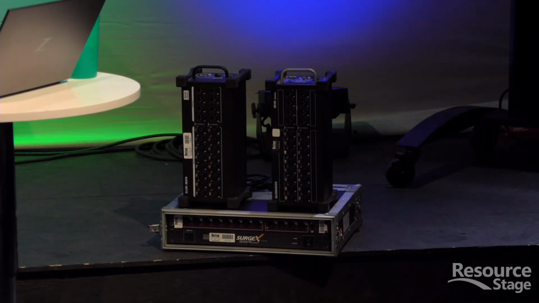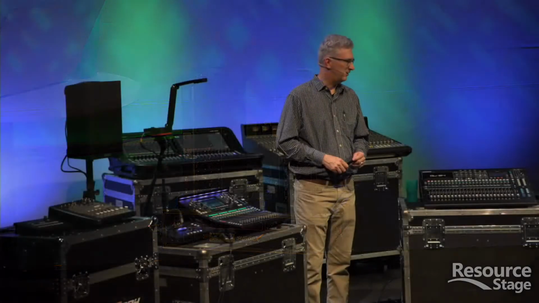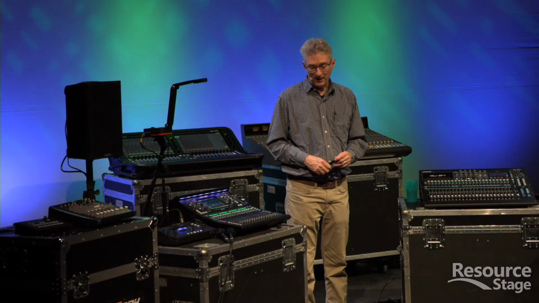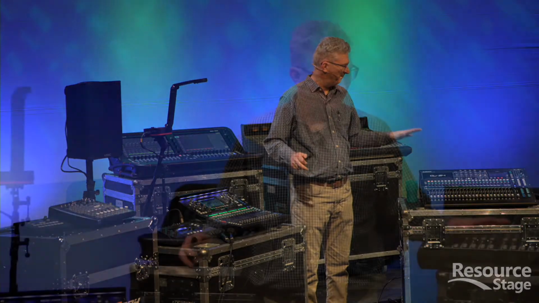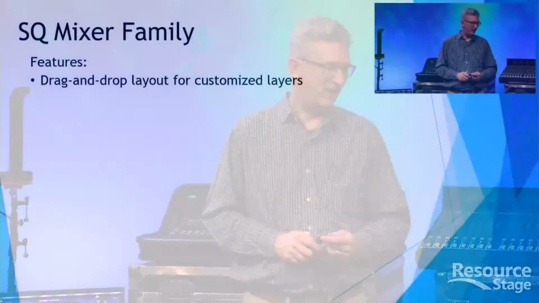The one on the right is just the D-Snake connection for the QU. It can also be used on the SQ, but it works at the 48 kilohertz connection, whereas this can work at 96. The SQ has the ability to change to work with the 48 kilohertz, and so you can use a variety of different things. Let's see, what else do we have here?